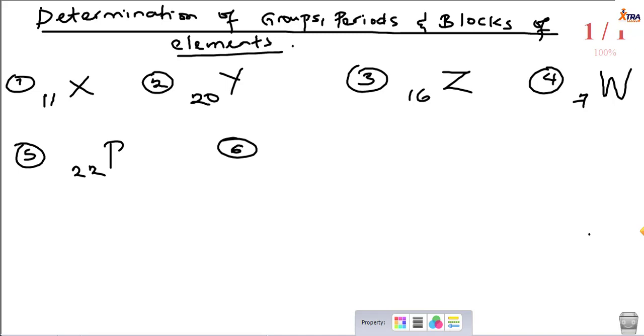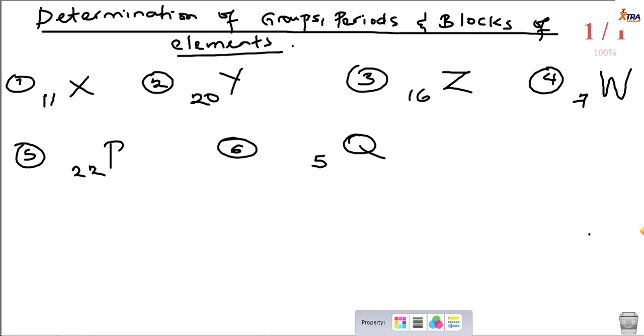And finally, let's add one more. Element Q, with an atomic number of 5. So guys, we're asked to determine the groups, period, and blocks of these elements. If we solve the first two, I'm pretty sure you'd be able to solve the rest of them.